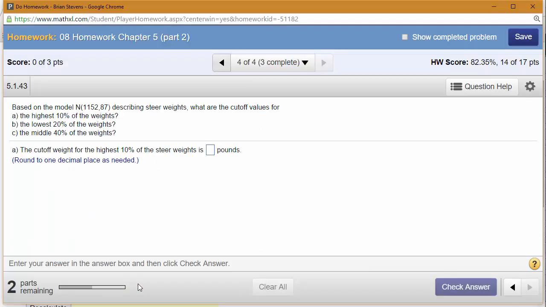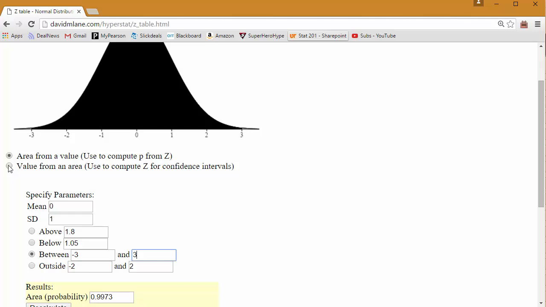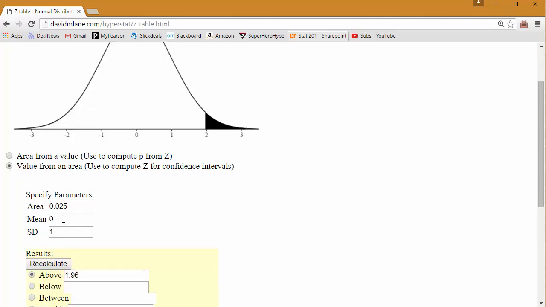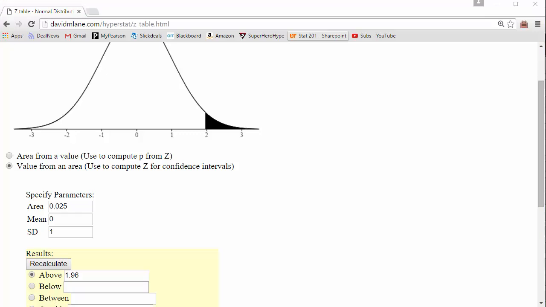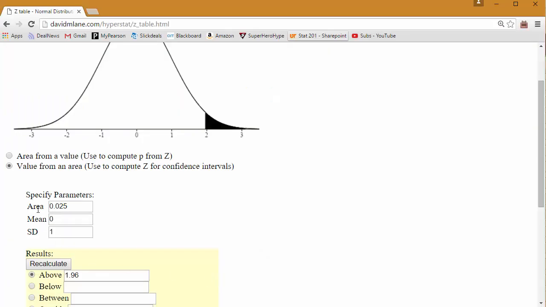Okay, last problem here. Based on the normal model of a mean of 1,152 with a standard deviation of 87, describing steer weights, what are the cutoff values for the highest 10%, the lowest 20%, and the middle 40%? Now there is a button on this applet that lets us do all this. We just have to hit this second button right here to change it to percentages. So we need a mean of 1,152 and 87. Okay, so we need the highest 10%, I believe, was the first one.